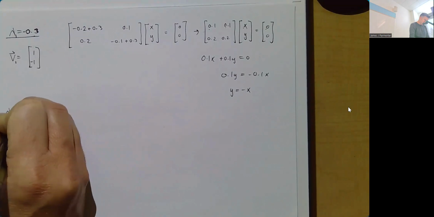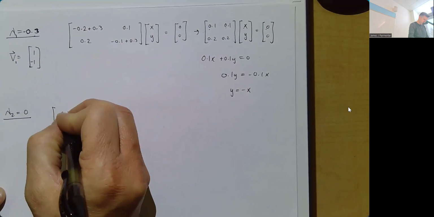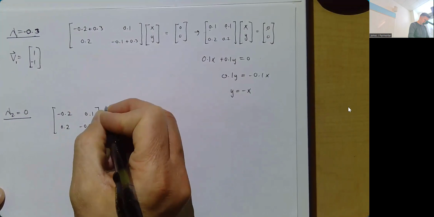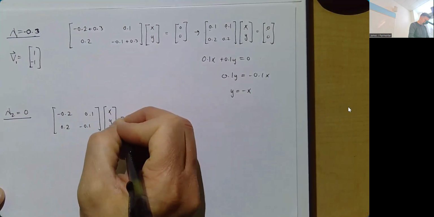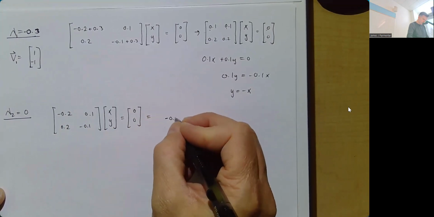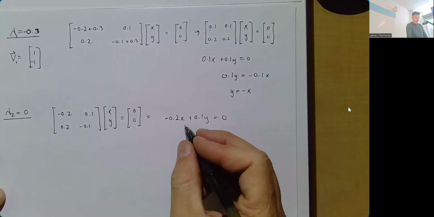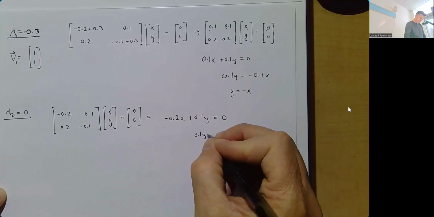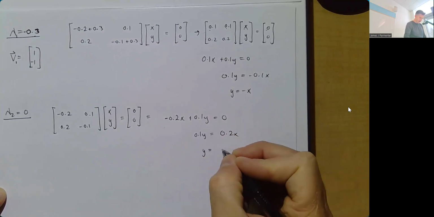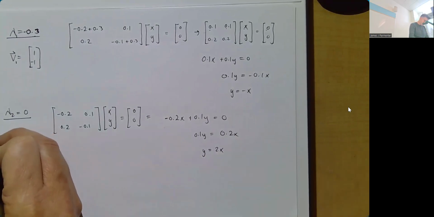For lambda 2 equal to 0, we don't even have to change anything. The matrix is just negative 0.2, 0.1, 0.2, negative 0.1 times x, y equal to 0, 0. And we end up getting negative 0.2x plus 0.1y equal to 0. Solve for y. I like to multiply by 10 just because it helps me see it better. Y equals 2x. So now you all write down the eigenvector.